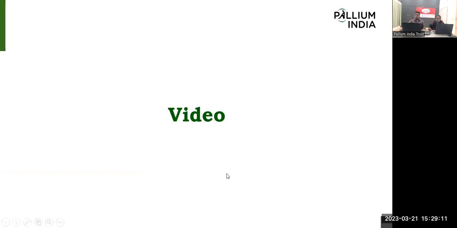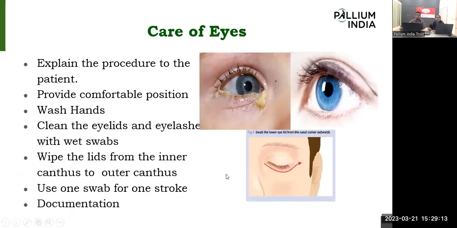So next, we move on to the eye care part. You can see two different eyes there. One is an infected eye and the other one is a non-infected eye. And the patient's caregivers don't know which eye to clean first and which eye to clean second. So we need to educate them well.